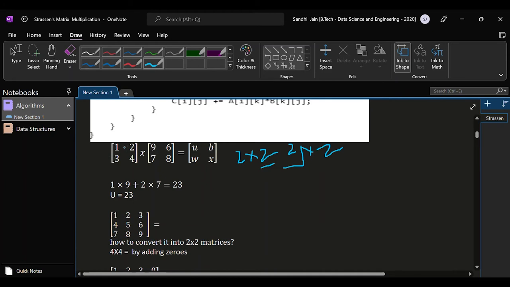How do you multiply? 1 into 9 plus 2 into 7, then 1 into 6 plus 2 into 8, one row and then one column. Perfect. So how many statements like this are you going to obtain in this case? That would be 4 statements. 1 into 9 plus 2 into 7, and the final answer you obtain is 23. So the basic way of multiplying matrices is row into column.